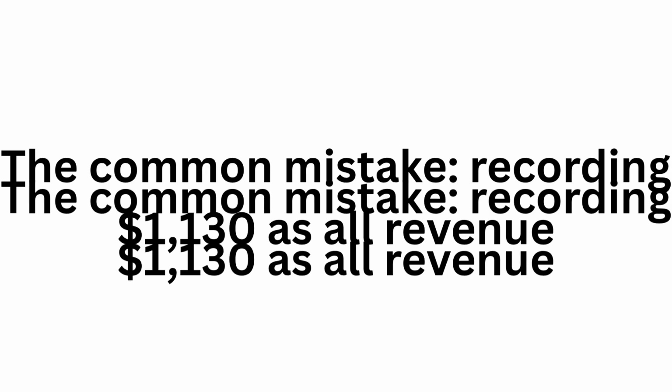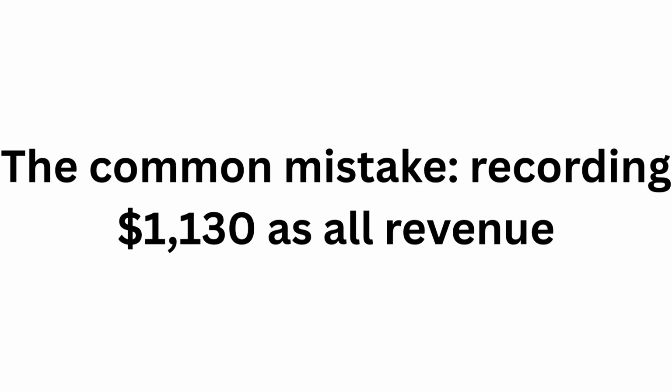Here's where most students lose marks: recording the full $1,130 as revenue. If you do that, your revenue is overstated, and you've got no liability account showing you owe that $130 to the government at all. Remember, HST is never revenue and it's never an expense on the sales side. It's a pass-through liability until you remit it.